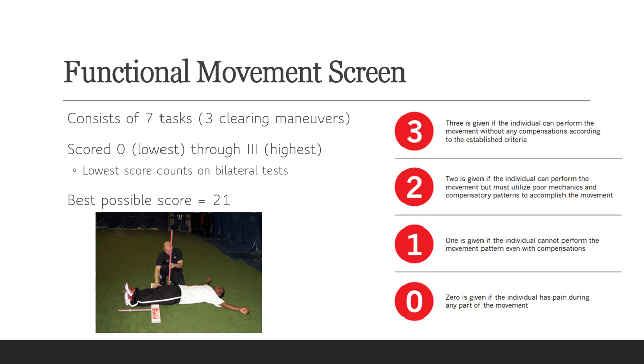There are 5 movement patterns which require bilateral testing. This will result in 2 scores for those patterns. The lowest score is recorded for the final score. However, for assessment and data collection purposes, both scores are needed. 3 tests, the shoulder mobility, trunk stability push-up, and rotary stability, have clearing tests associated with them that are scored as pass-fail. If a person fails this part of the test, then a 0 is given as the overall score.